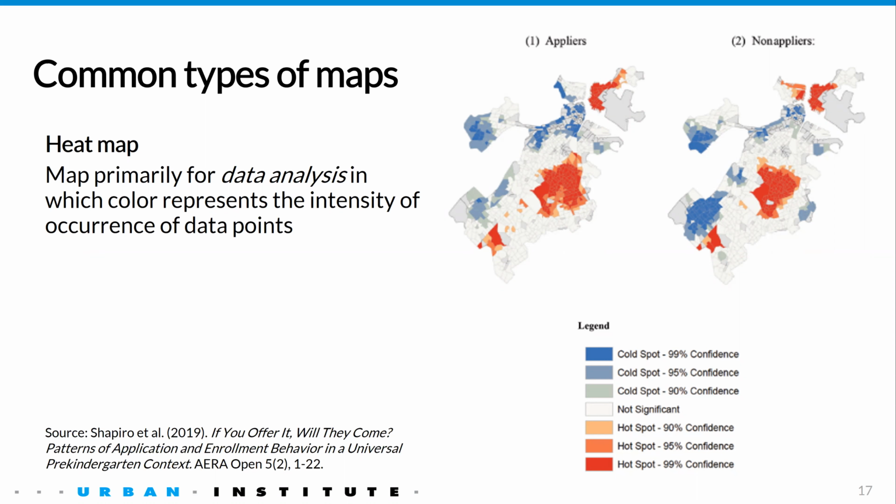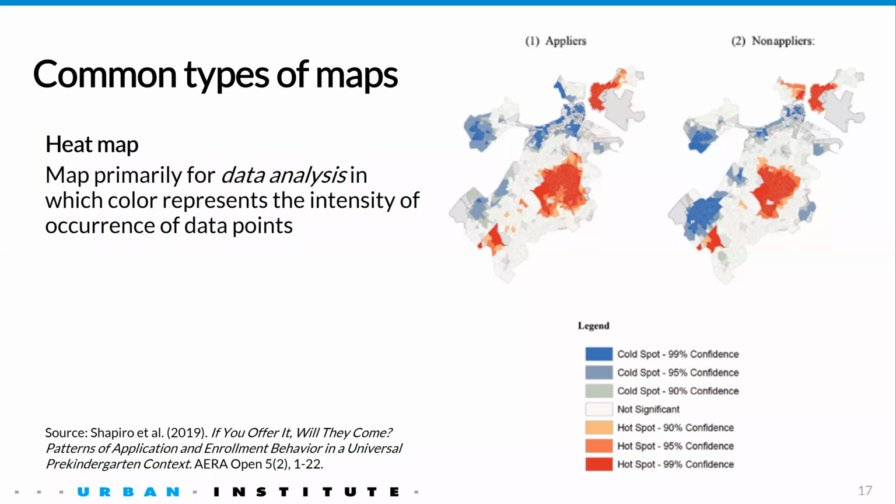Here, the authors use pre-kindergarten lottery application files from Boston Public Schools to show hot and cold spots of pre-K appliers in the map on the left and non-appliers in the map on the right. There are many possible takeaways from these maps, along with other data presented in the paper.